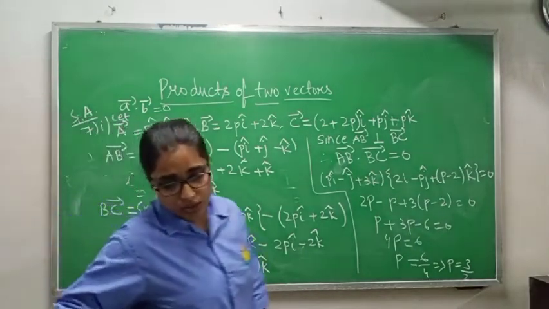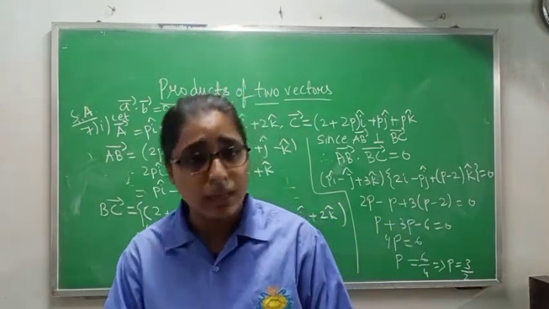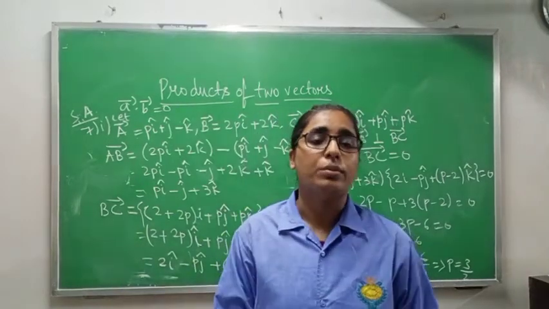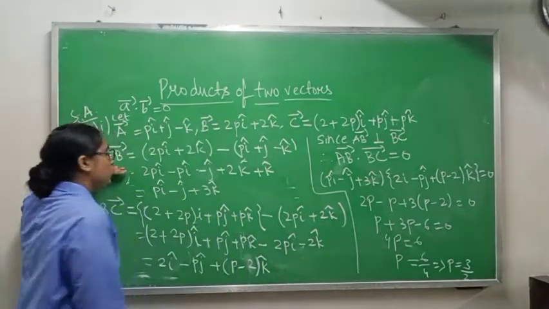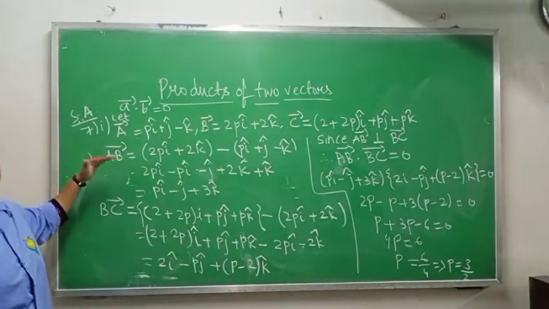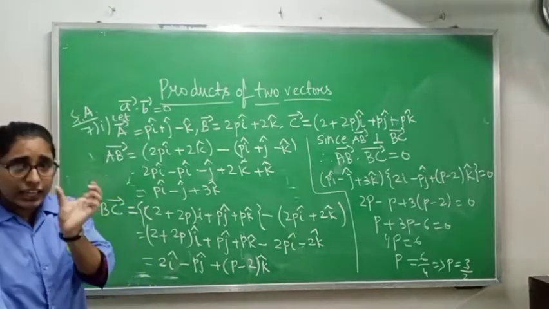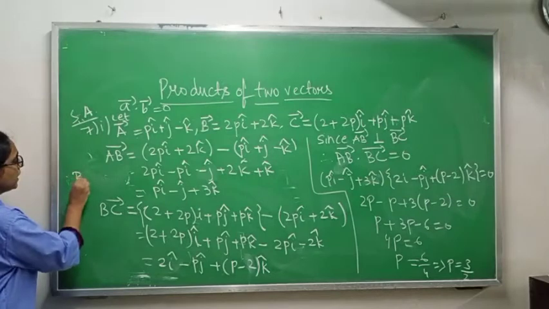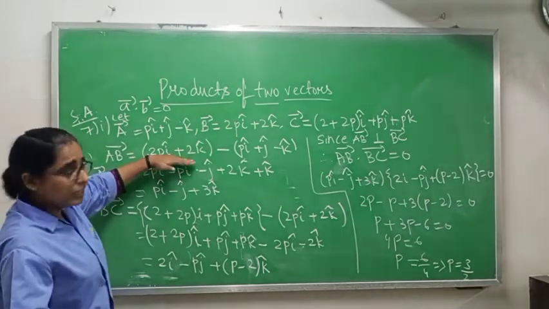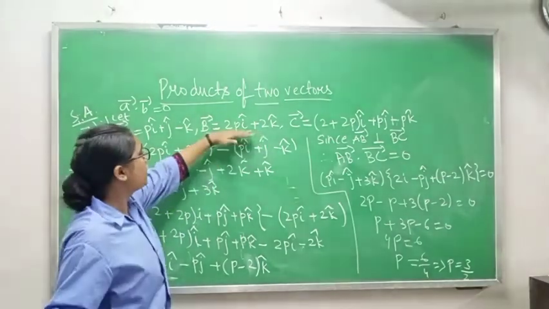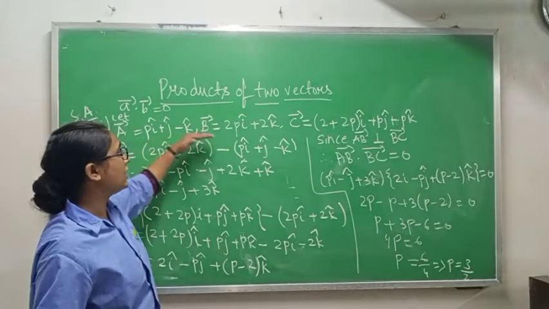Why? Because in the question they have already given: find the value of p so that the vectors AB and BC are perpendicular, means you have to find AB as well as BC. So AB vector means position of B minus position of A. This is the formula. When you are finding AB vector, it is position of B minus position of A. So that is why first I am writing B, then minus A. B is 2p i plus 2k and A is p i plus j minus k.